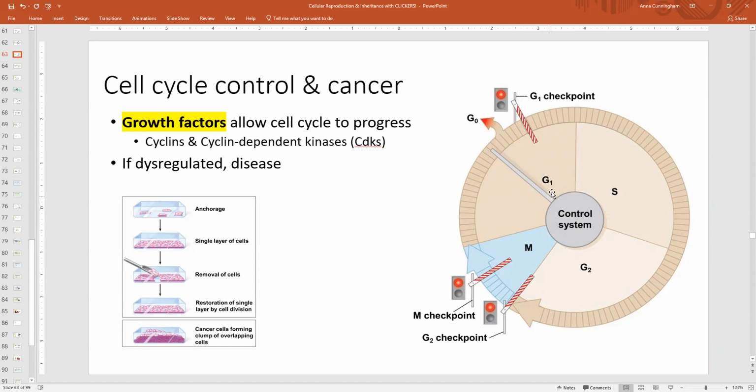So how do we go from G1 to S, from S to G2, and from G2 to M? Basically, a cell has to have signals telling it that it can divide. There are a lot of different signals that a cell can get.